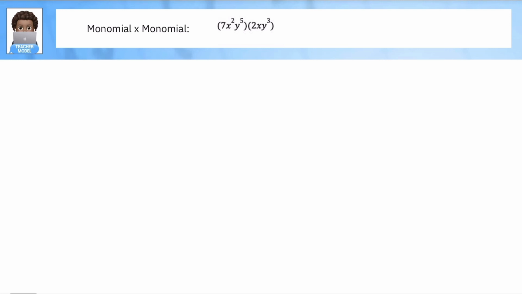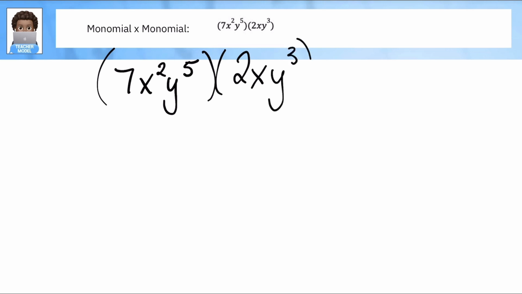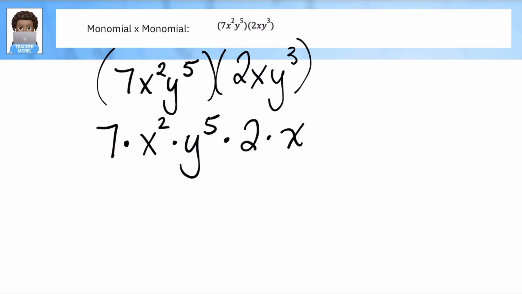All right, we're going to start with two monomials. Here we have 7x squared y to the 5th times 2x y to the 3rd. So I'm going to expand this out so you can see what's actually happening. So I have 7 times x squared times y to the 5th times 2 times x times y to the 3rd. So this is everything spaced out, and if you remember our associative multiplicative property, I can move things around into the order because they're all being multiplied anyway.